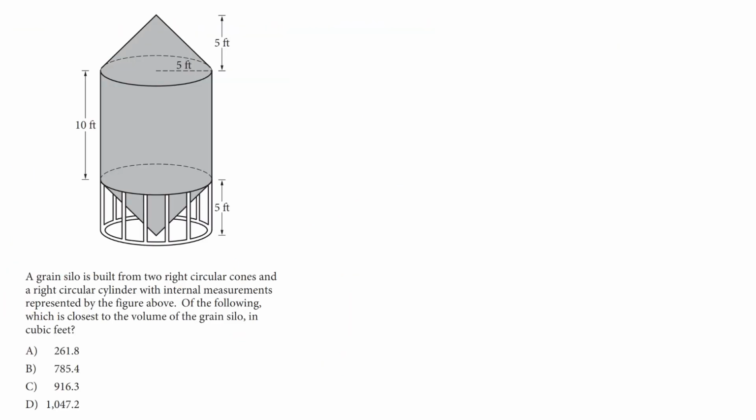A grain silo is built from 2 right circular cones and a right circular cylinder, with internal measurements represented by the figure above. Of the following, which is closest to the volume of the grain silo in cubic feet? Our formula sheet does come in handy because we need a few volumes. We need the volume of our 2 cones at the top and at the bottom, and then the volume of our cylinder. So let's start with the cone.